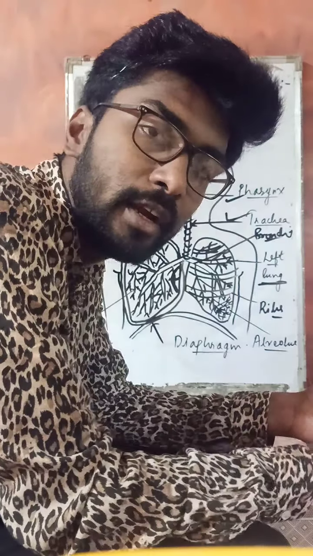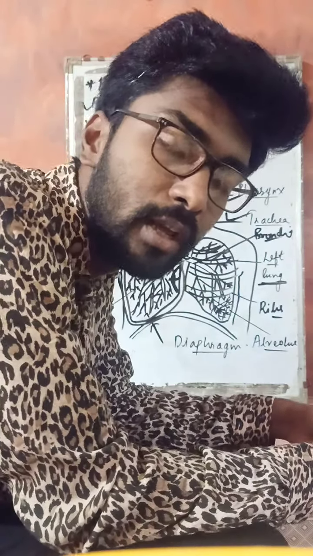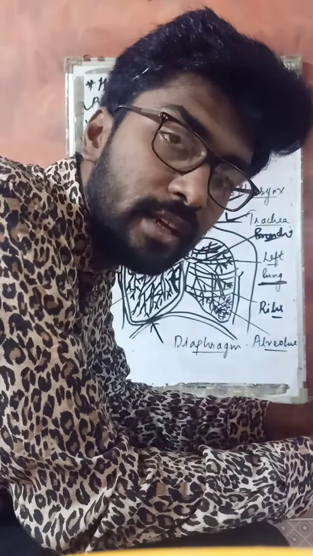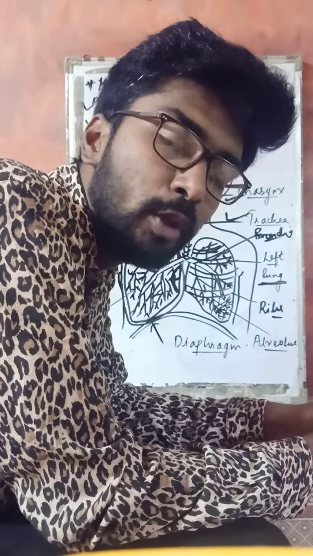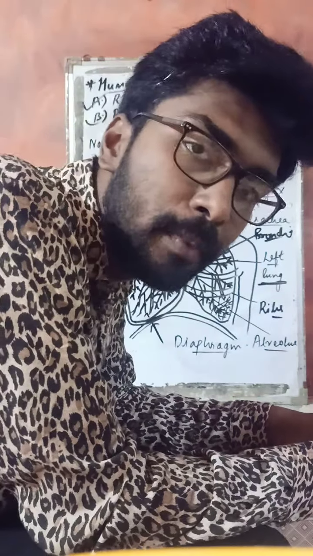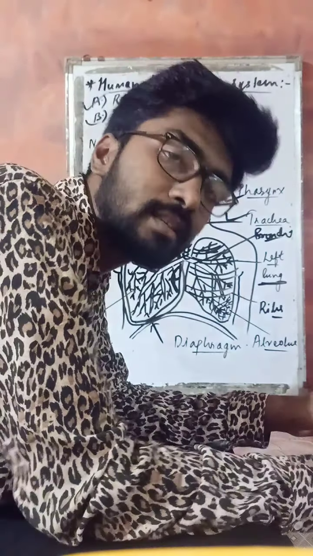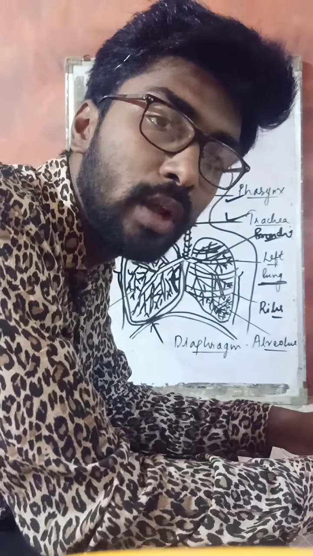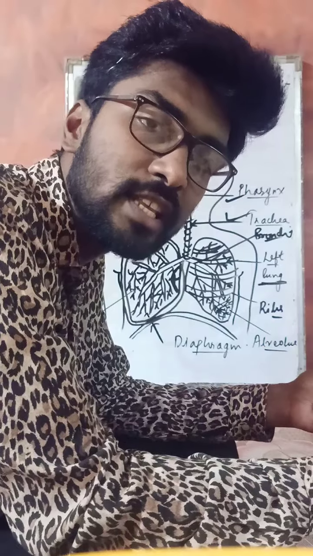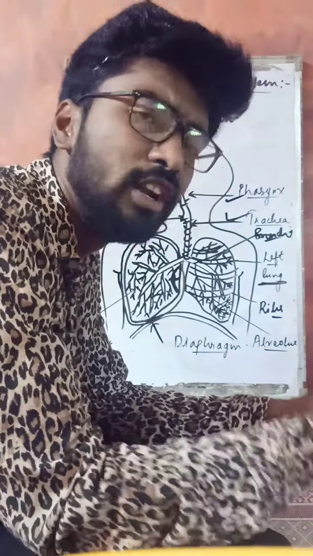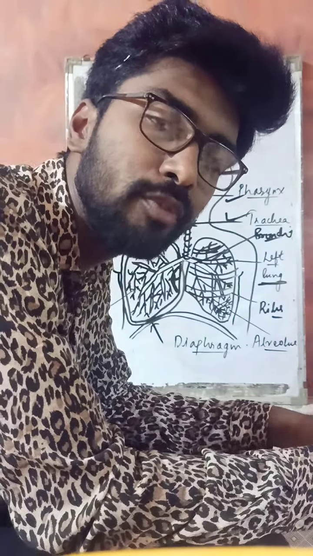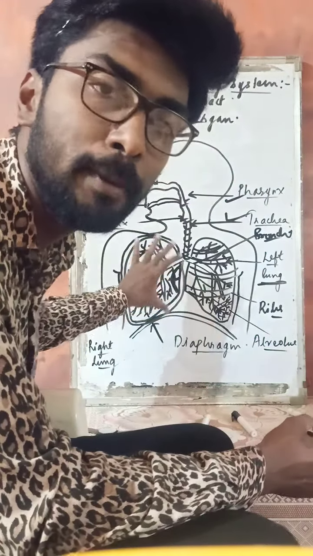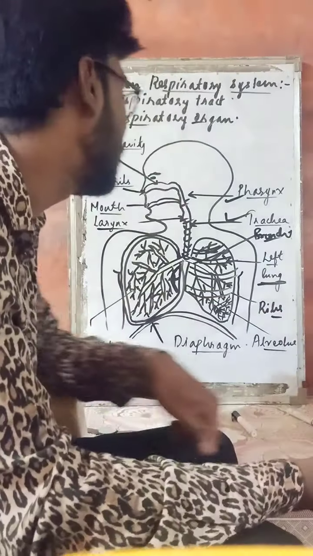As it is double layered, one will be the outer layer and the second will be the inner layer. The outer is called the parietal pleura, and the inner is called the visceral pleura. In between the outer parietal pleura and inner visceral pleura, there is a space or cavity called the pleural cavity, filled with pleural fluid. This lubricating fluid avoids friction. That's all about the pleural membrane, the double layered covering of the lung.